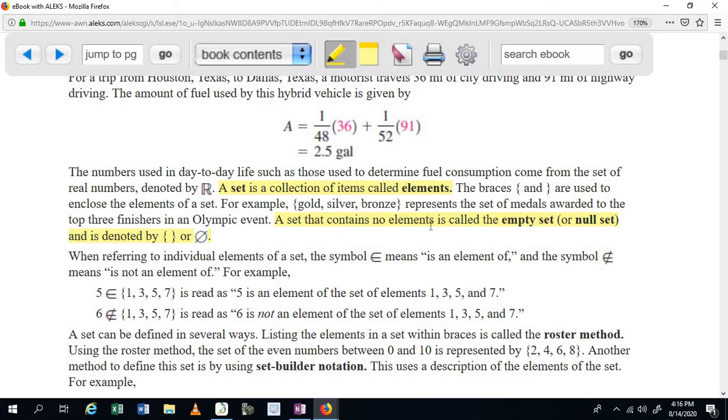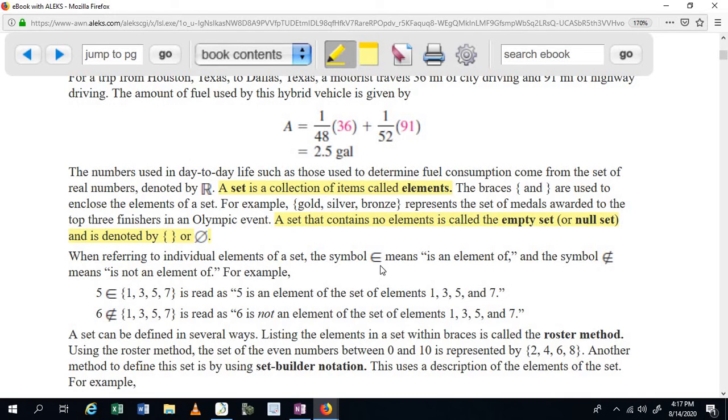Now, a set that does not contain elements is called the empty set, or sometimes called the null set. And we denote that empty set either by putting the beginning braces and the ending braces with nothing in it, and so that means it's empty, or sometimes we use a little zero with a line through it. I think this is the more common notation that is used. That's known as the empty set. And that simply means that there's nothing in your set. Not even zero is in your set. Nothing is in the set at all. That's called the empty set.